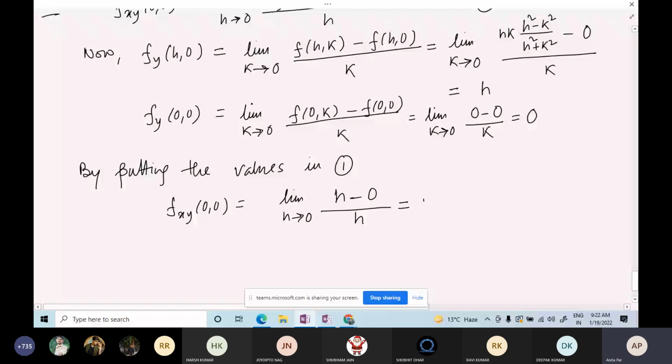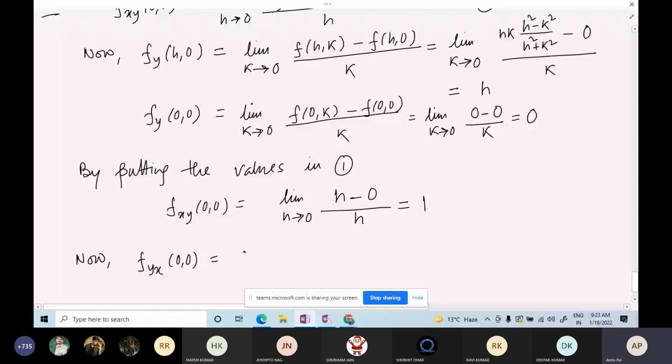Now we obtained f_xy(0,0). Now we have to find out f_yx(0,0). What is this f_yx(0,0)? Del y of del f del x at 0, 0.